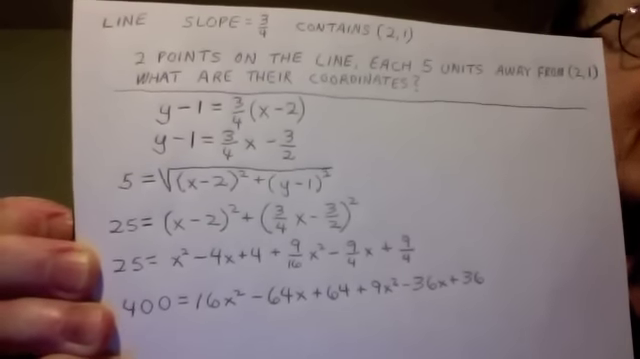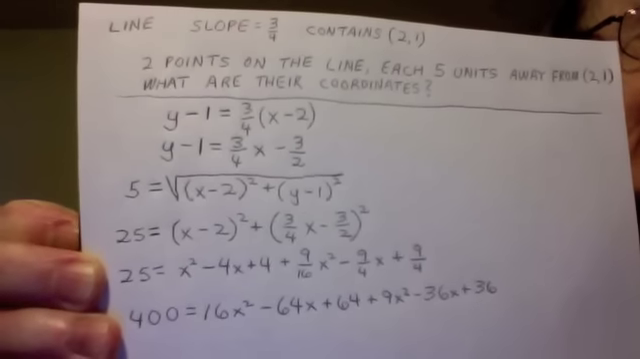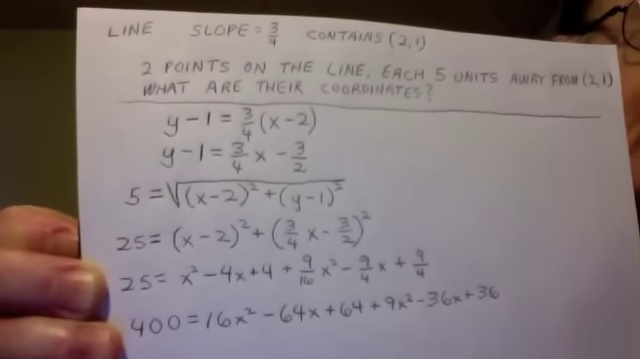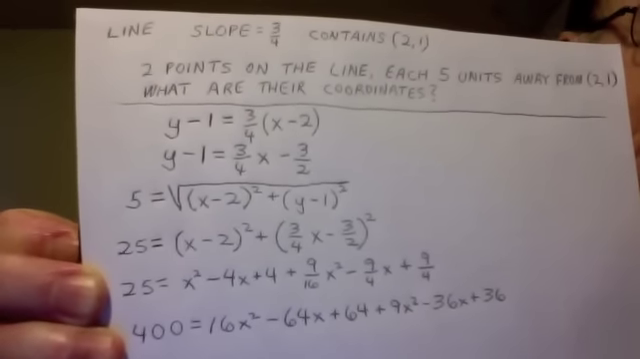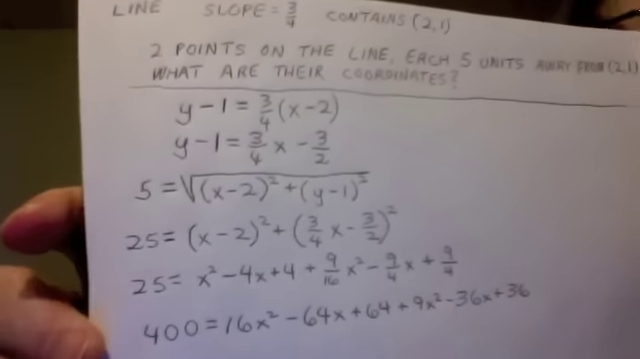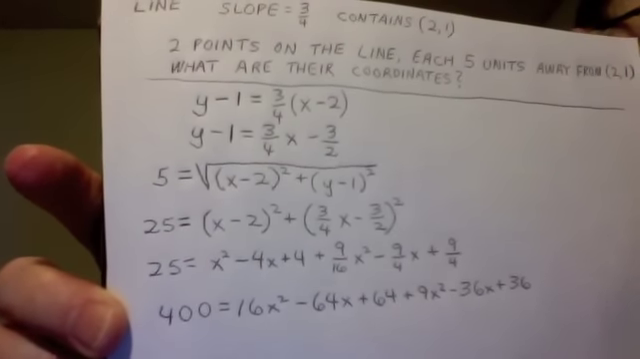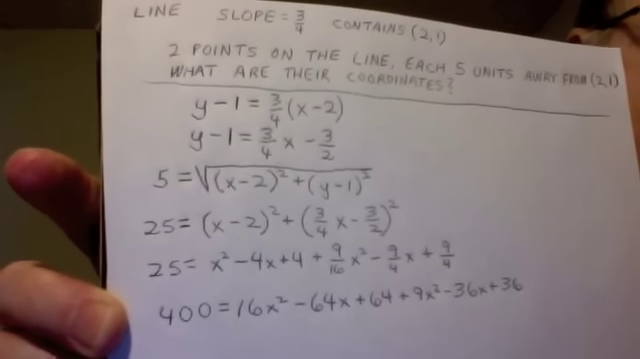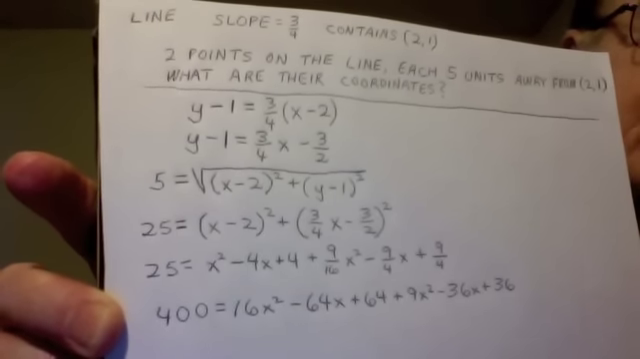Now I square those two binomials on the right side of the equation, and I have this equation, 25 equals x squared minus 4x plus 4 plus 9/16 x squared minus 9/4 x plus 9/4. To get rid of those fractions, I multiply this equation by 16, and I get 400 equals 16x squared minus 64x plus 64 plus 9x squared minus 36x plus 36.